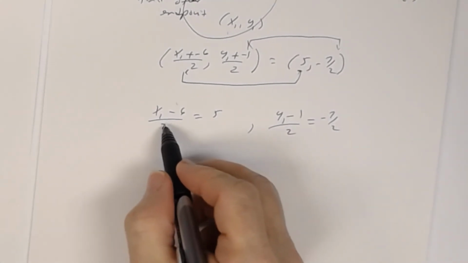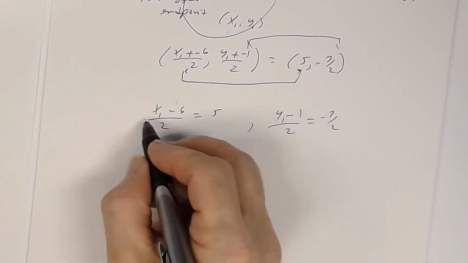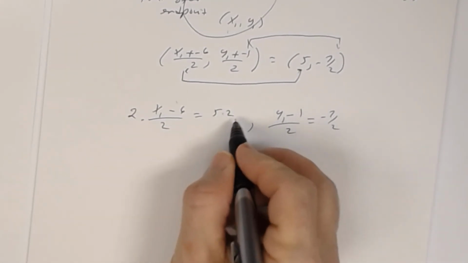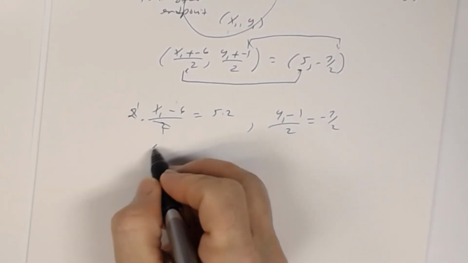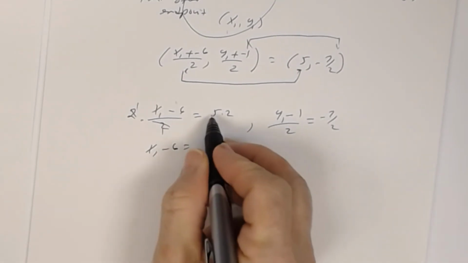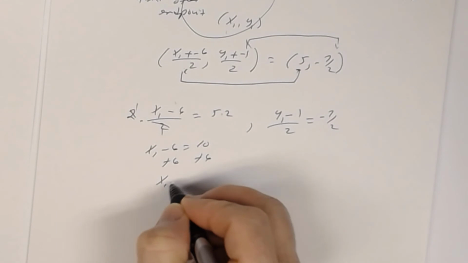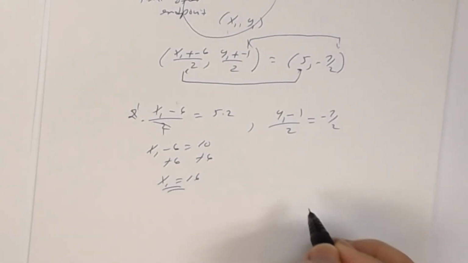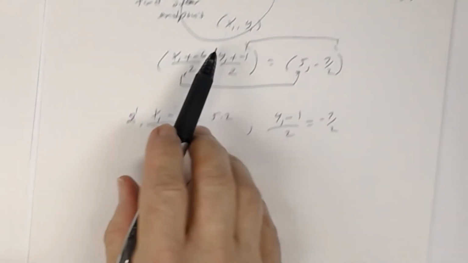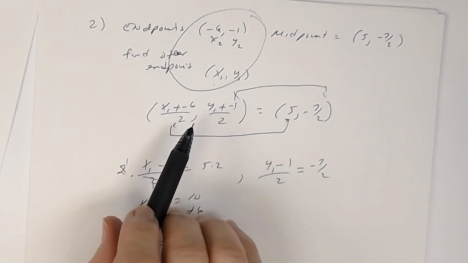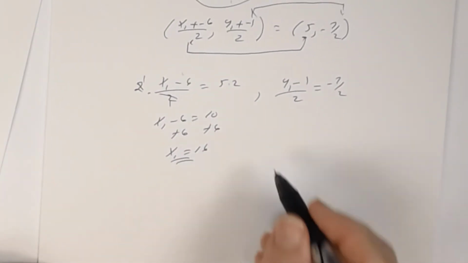Now, getting rid of the fraction, we multiply both sides by 2, just like before. These 2's divide out, so I get x1 minus 6 equals 5 times 2, which is 10. Adding 6 to both sides, I get x1 to be 16. So I found the x-coordinate of the other endpoint, which is 16.